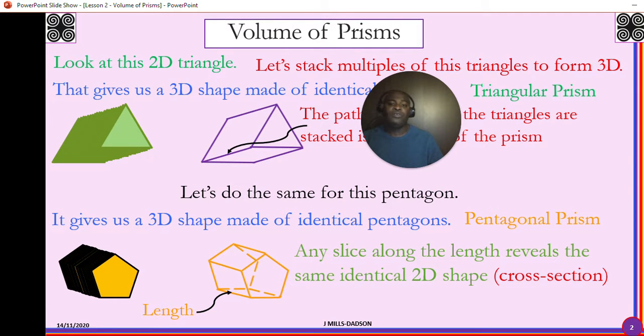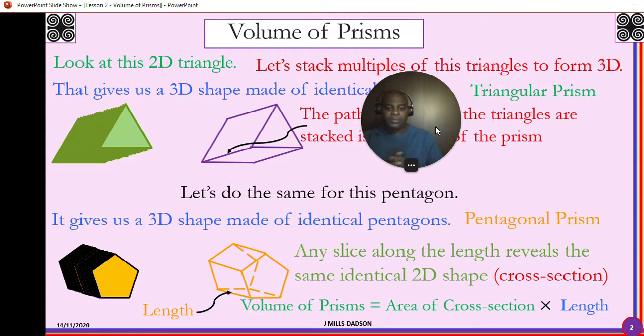So the formula for a volume of prism is giving us the area of the cross section, then you times it by the length. So all you need to do is to work out the area of the cross section and multiply it by the length. That's why it's really important to be able to identify the length and the cross section. Wrong identification leads to wrong calculation.